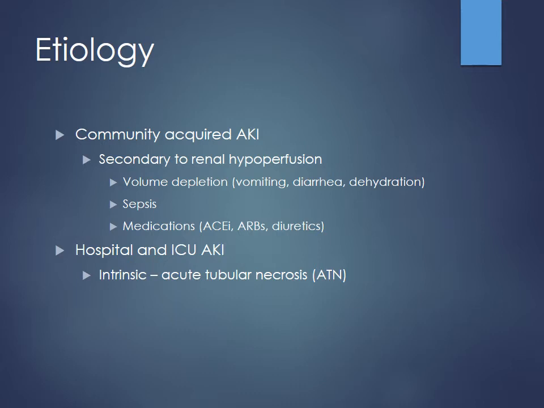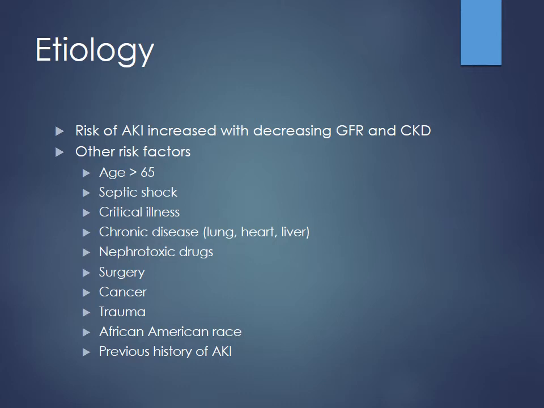Looking at hospital-acquired and ICU stays, we're more frequently going to see it being more of an intrinsic issue, right? So acute tubular necrosis is probably going to be one of the most frequent causes for acute kidney injury for these patients. The risk is going to go up as you get patients with decreasing GFR, especially with increasing age. Age is going to be a big factor here as well, and what degree of renal impairment they already have coming in to see you, and what type of chronic kidney diseases especially can lead them to be more at risk for having acute kidney injuries.